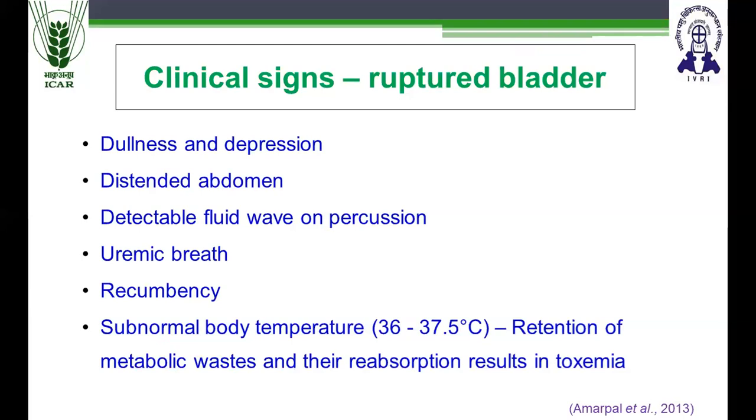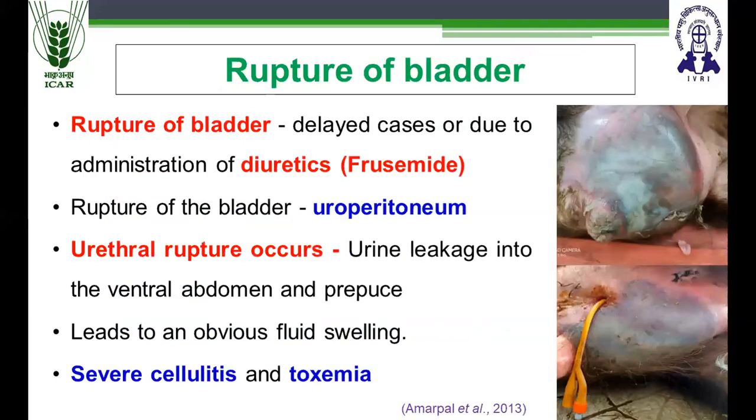In delayed cases, people used to present at around 5 days also, there can be subnormal body temperature, that is 96 degrees Fahrenheit. It can be seen when there is retention of metabolic waste products and their reabsorption results in toxemia. Due to toxemia, that subnormal temperature can be easily detected in the clinics. And in case of ruptured bladder, there are some very macroscopic clinical signs that we can appreciate directly without much further investigation.